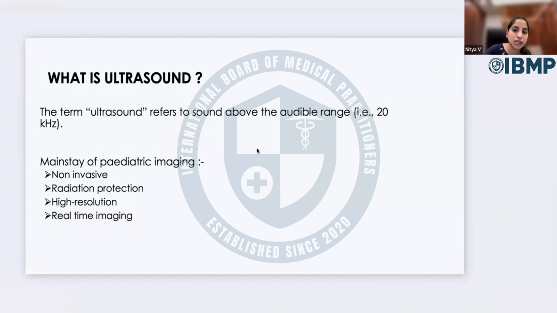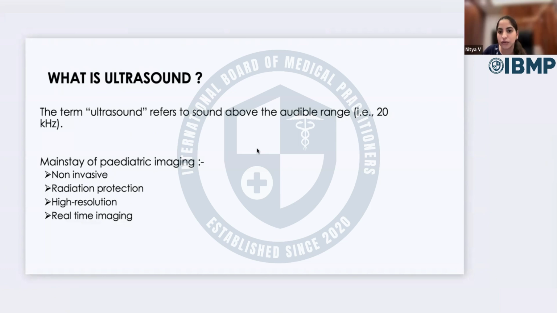So, what is our audible range? That is below 20 kilohertz, but ultrasound refers to sound above the audible range, that is above 20 kilohertz, right? So, why do we prefer ultrasound over other modalities? Like, why not CT, why not MRI, or why not X-rays?